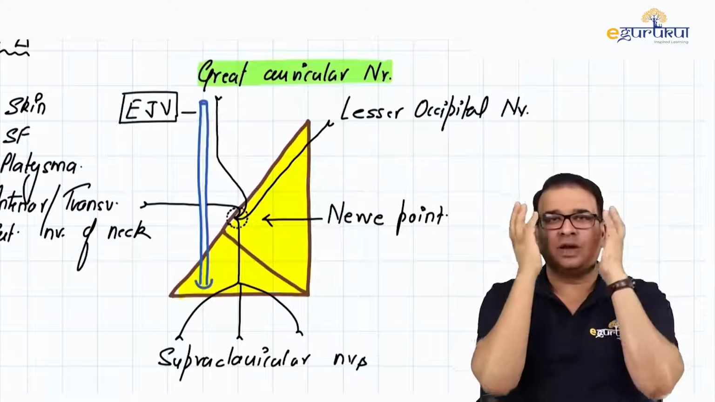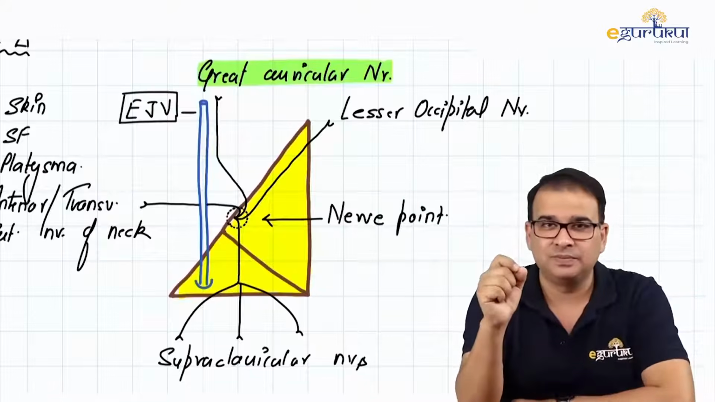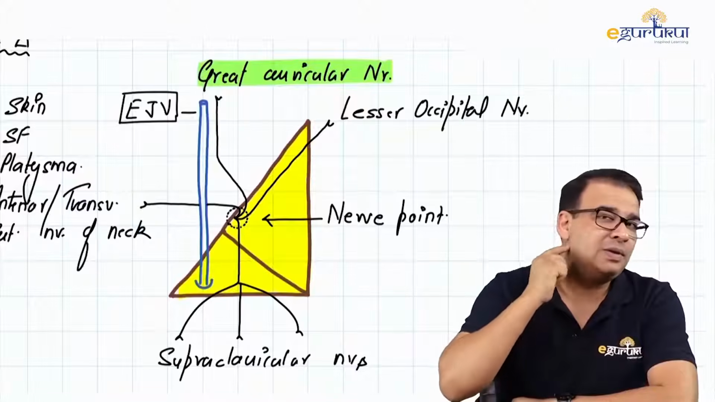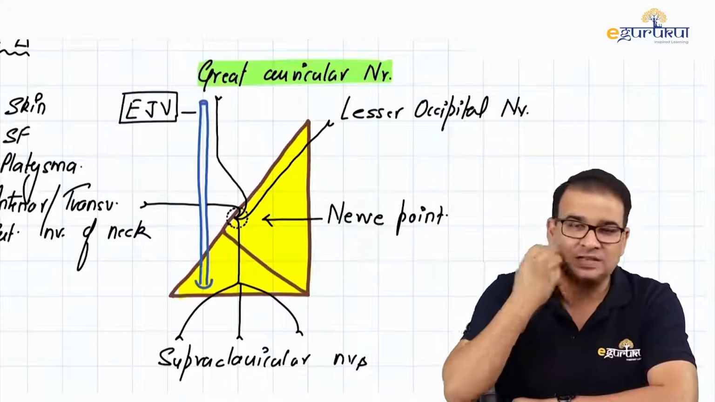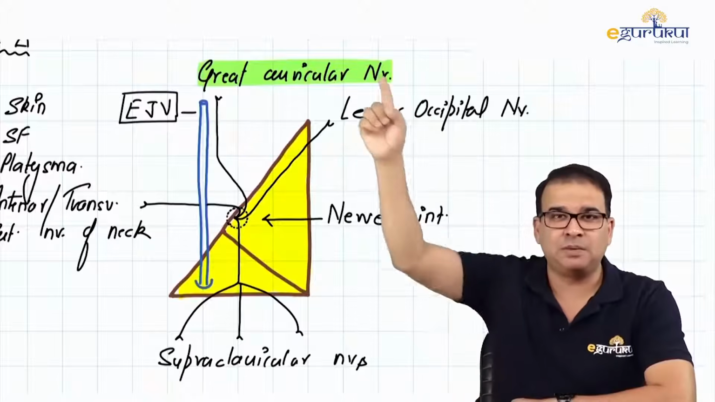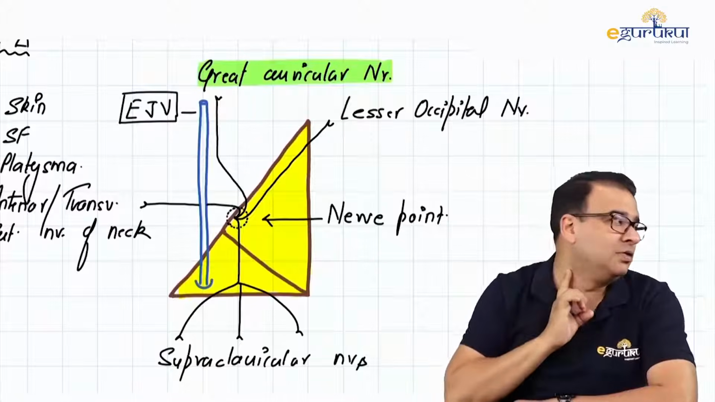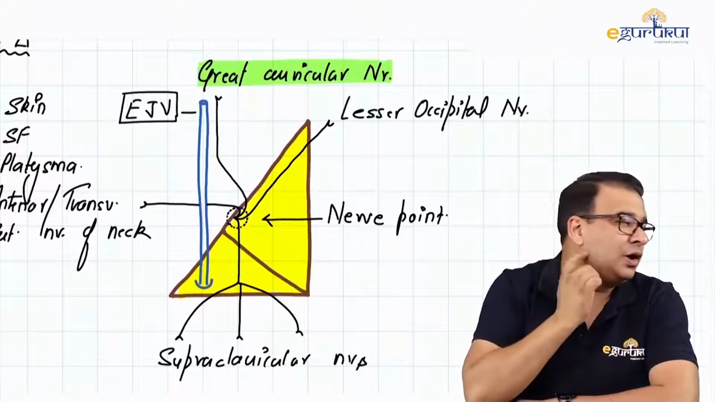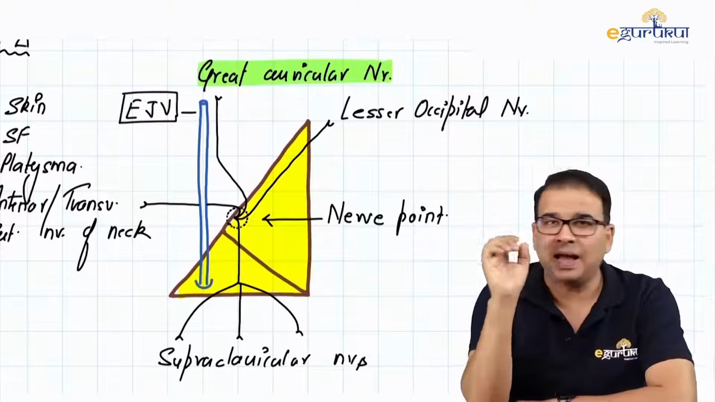So overall, where does the sensory supply to the face come from? From the trigeminal nerve, except the angle of mandible. The angle of mandible is the only region of the face which is not supplied by a branch of the trigeminal nerve. It is supplied by which one? The great auricular nerve. So the nerve goes like this. It supplies the auricle, the lobule of the ear, and it also supplies the angle of mandible.